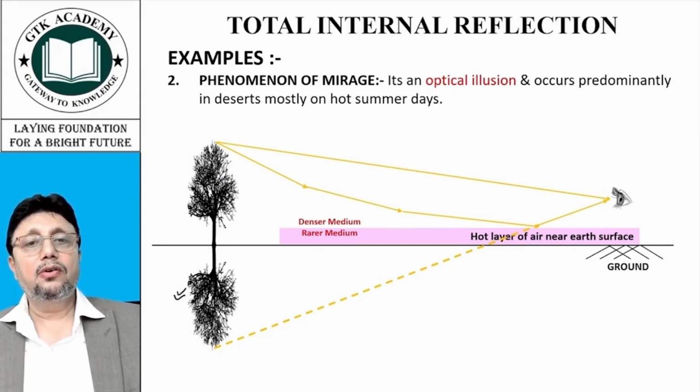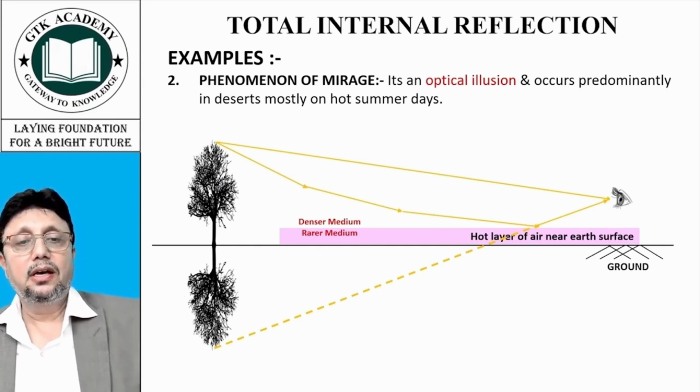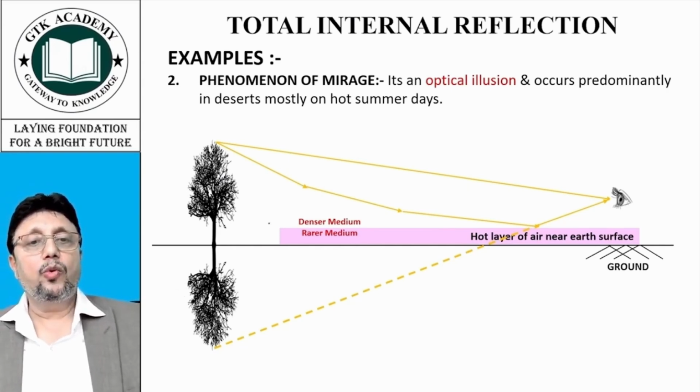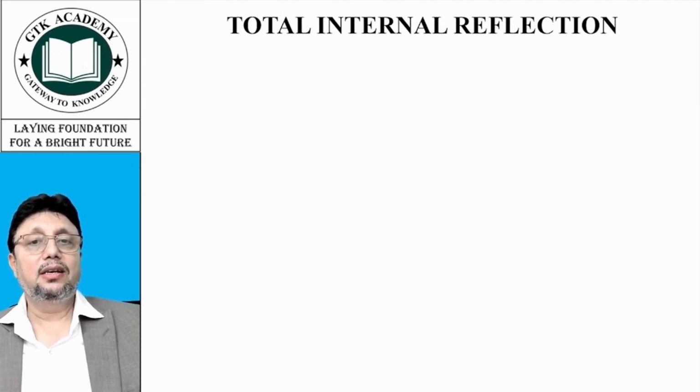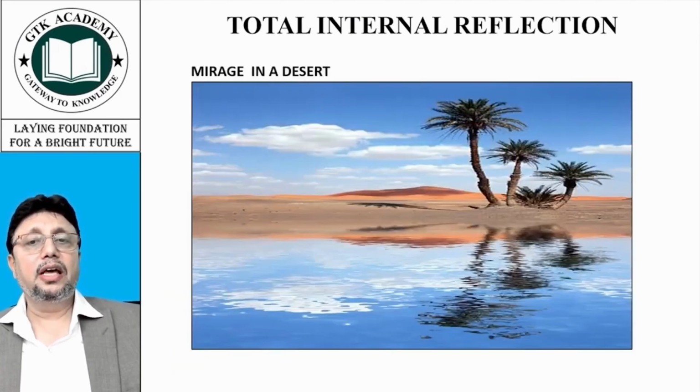So you will have an illusion. That means when this kind of image forms, we think that there is water there. Actually, water is not there, but this is an optical illusion. Just see a snapshot of optical illusion in desert. So this is mirage in desert.